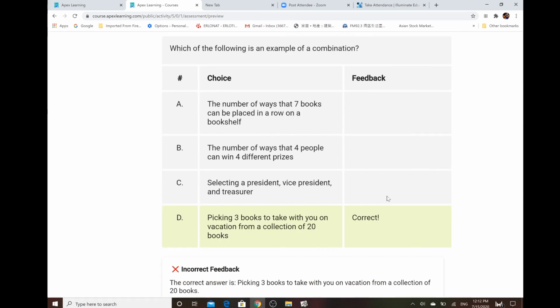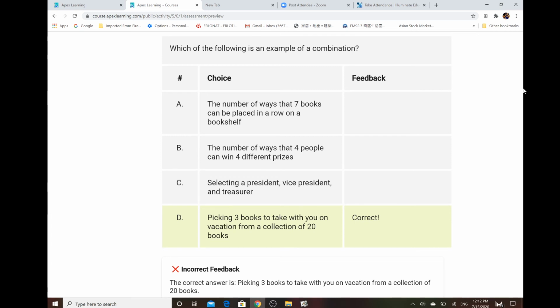Which of the following is an example of a combination? So, the difference between combination and permutation: anytime you want to choose something from a selection, if the order does not matter, then that would be considered a combination.